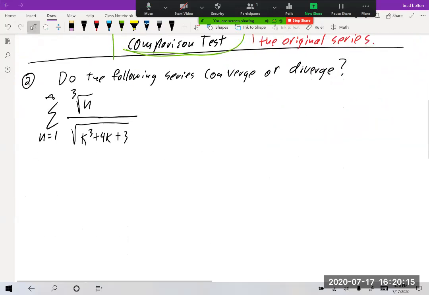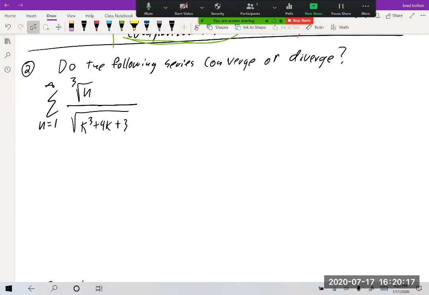So let's take a look at this one. So take a minute, think of what you would want to compare. Oops, why did I use K? Let me switch this real quick.